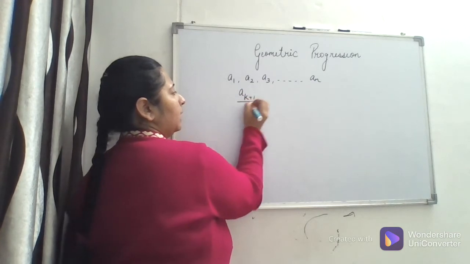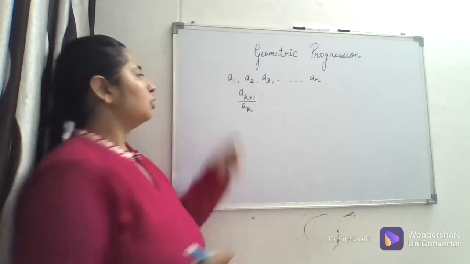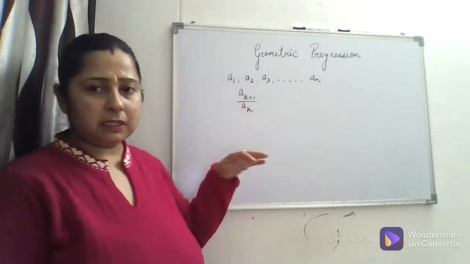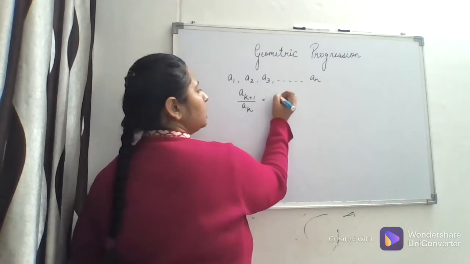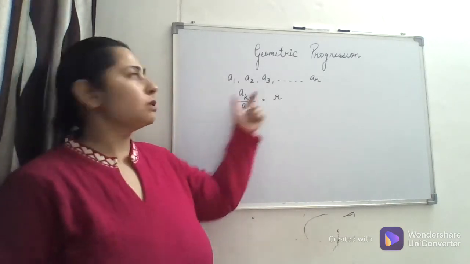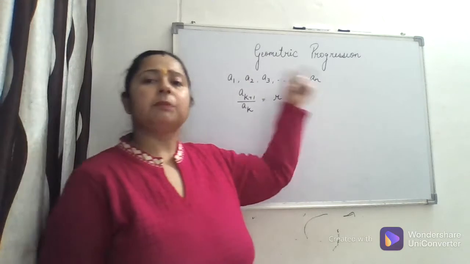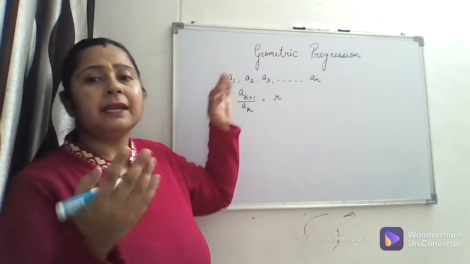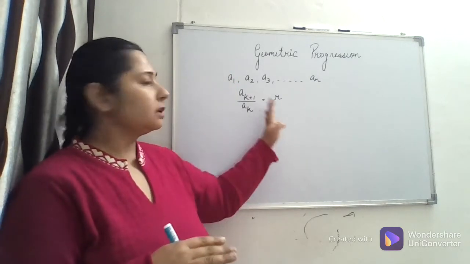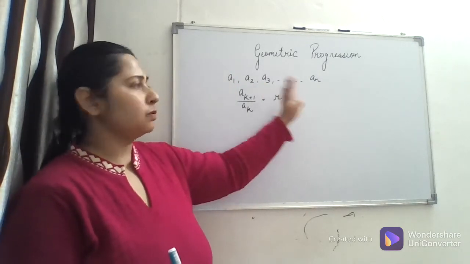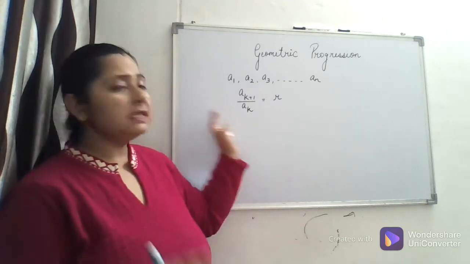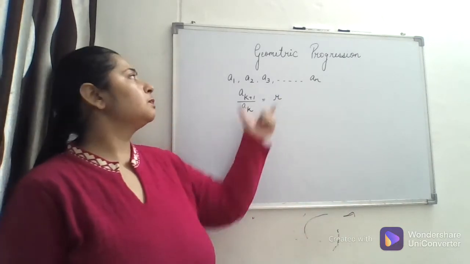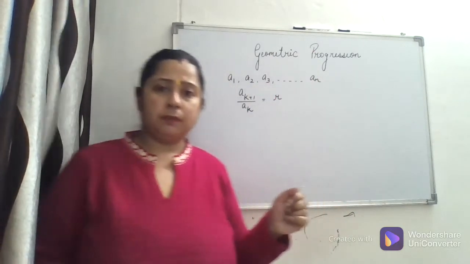A(K+1) by AK, when you divide your third term by the second term, or any fourth term by the previous term, you get a quotient R. And it remains constant whichever term you divide by the previous term. I hope it is clear. Whenever you divide the next term by the previous term and get a quotient R, then it is a geometric progression. Any sequence that follows a certain rule is called a progression, and if it follows this rule, then this progression is called a geometric progression.